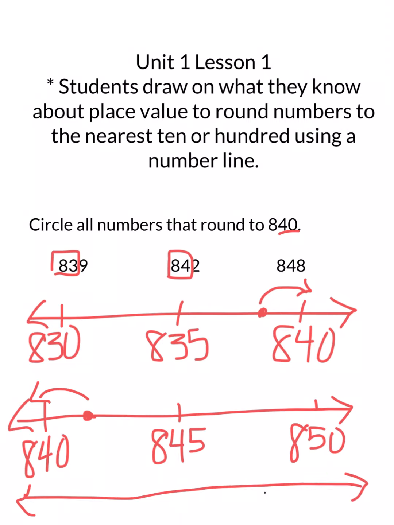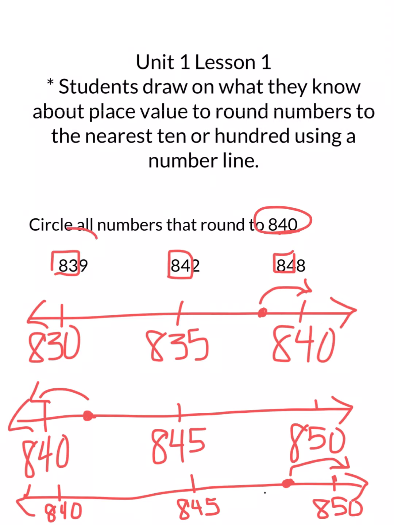There are 84 tens. Therefore, our number line would begin with 840. 10 more, 850. Our number halfway would be 845. And 848 would be located on the right side of the midpoint, so that 848 rounds up to 850. The student has not completed the question, however. The question was to circle all numbers that round to 840.